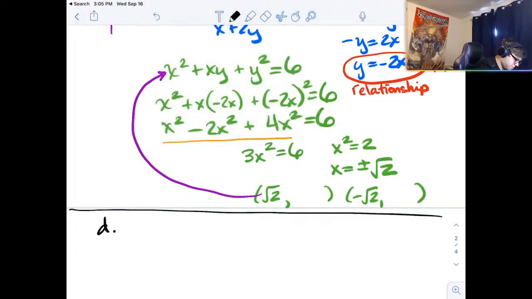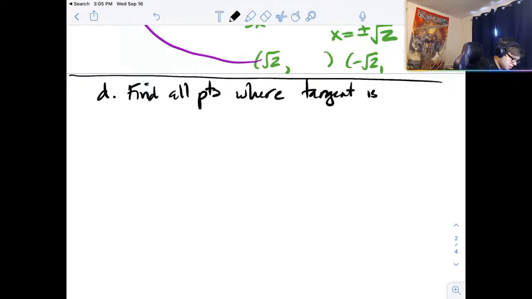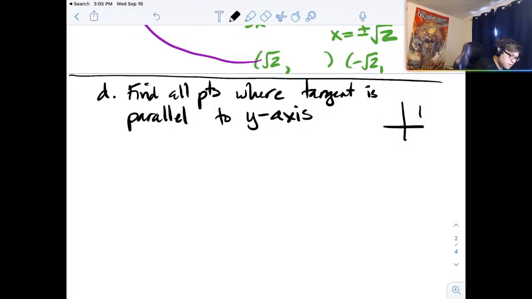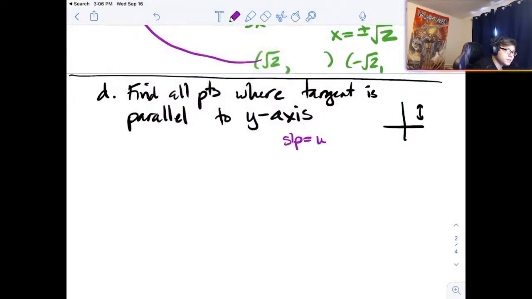Lastly, we have part D of this question, and that says find all points where the tangent is parallel to the y-axis this time, ladies and gentlemen. So again, think about a graph and what it would take to be parallel to the y-axis essentially says that your slope would be undefined. Undefined. Okay, so that's the logic that we're going to follow here.